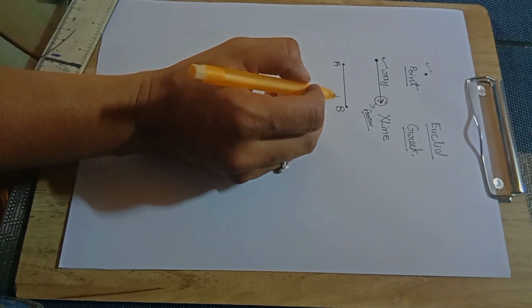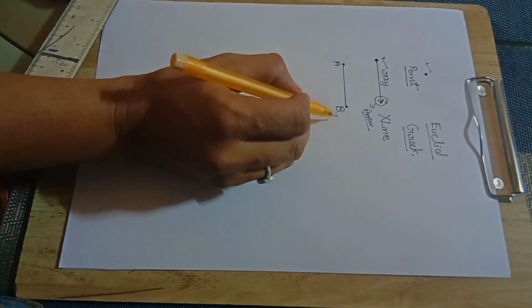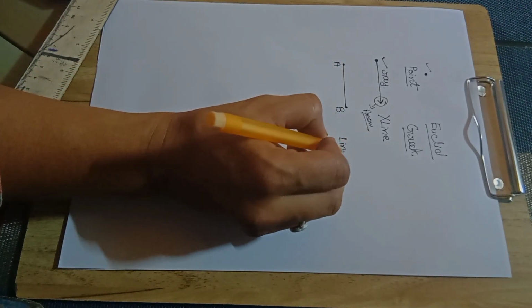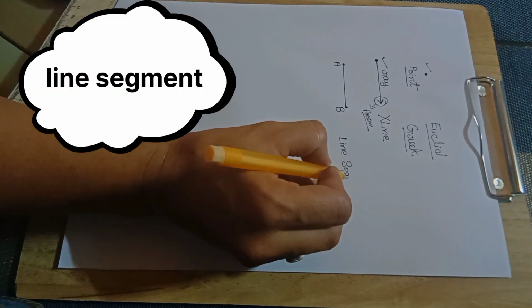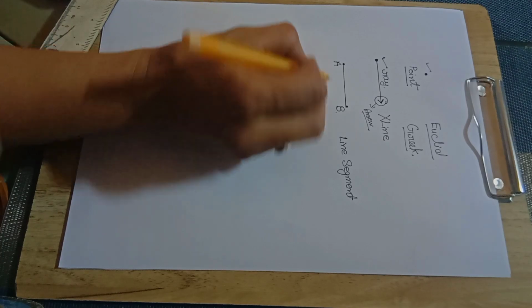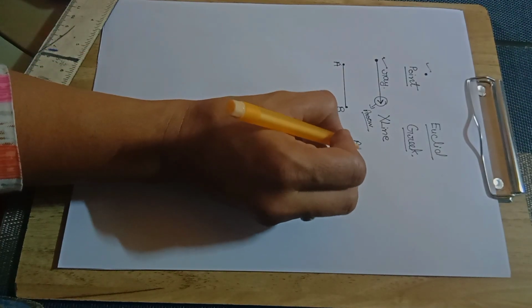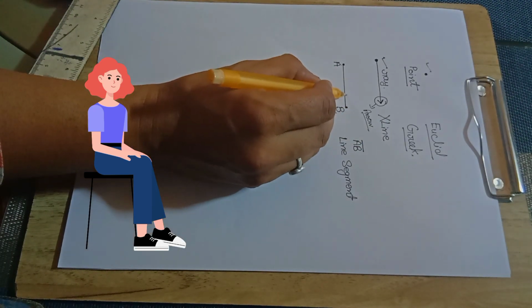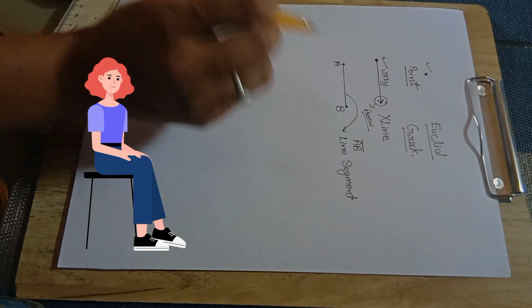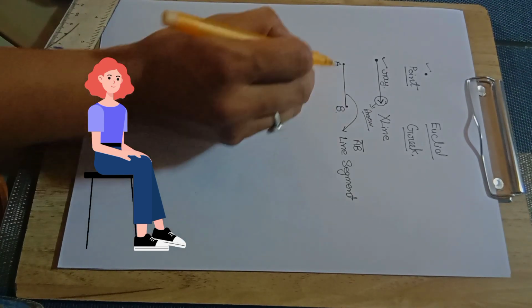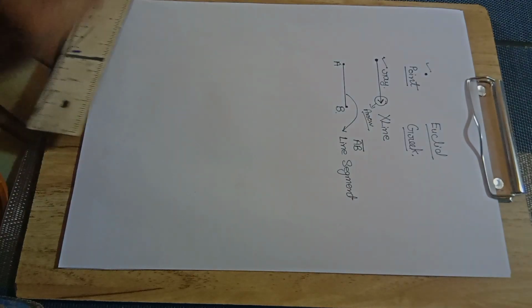Can I call it a line or is it called a line segment? No, I call it a line segment because there is a line between 2 points. And what are these points? A, B, and I mark it as line AB. So this is called a line segment. Don't call it a line because it's not a line. This is a line segment.